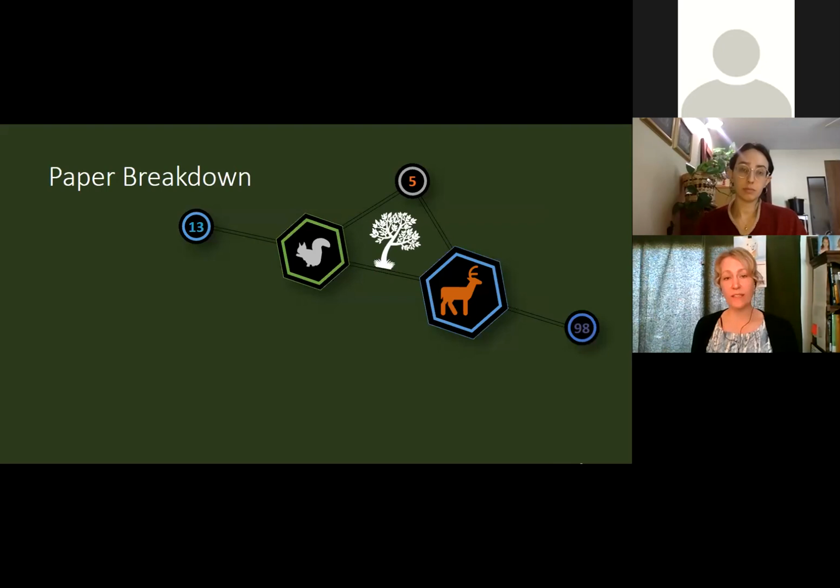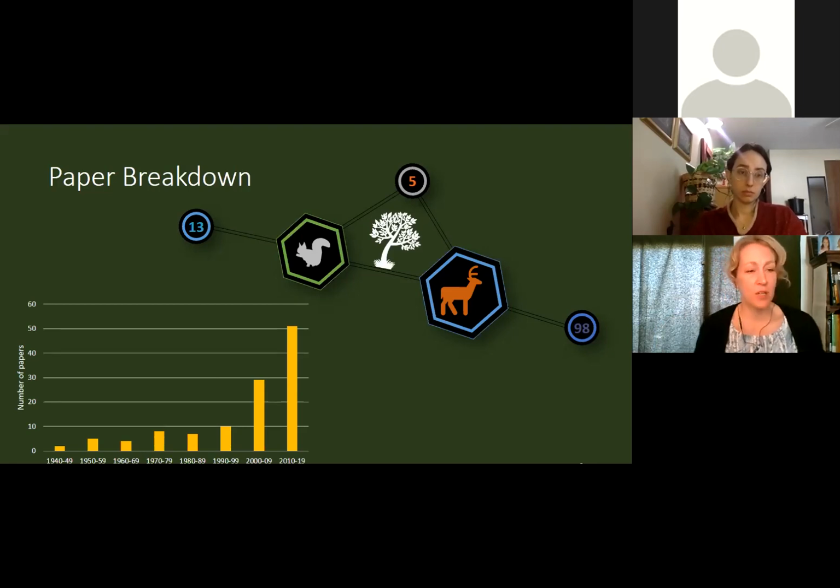All right, so the paper breakdown. Out of the 116 papers, only 13 discussed or looked at granivory, and 98 studied herbivory. So if you think of it as like a scale, herbivory is outweighing granivory here. And then only 5 of them actually looked at both granivory and herbivory at the same time within the same study. And then over time, looking at the number of papers on these topics that were done starting in the 1940s and moving up through the decades, there is a slow increase until the past 2 decades where you see a lot more studies occurring on this topic.